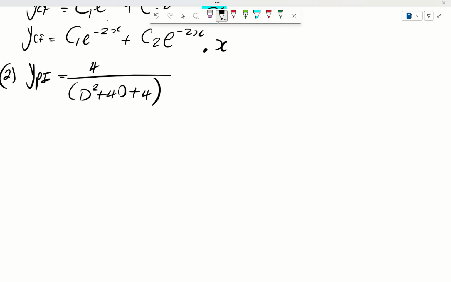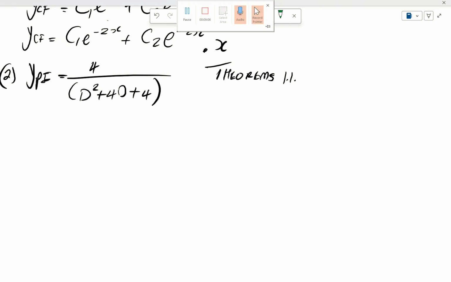And then from here, I will use the theorems. Guys, to find ypi, you use theorems. If you go to your study guide, you will see the theorems that they use: theorem 1.1, 1.2, 1.3. You don't need to know all those theorems by number, you just need to know the application. Whether it's theorem 1.1 or 1.2 doesn't matter.